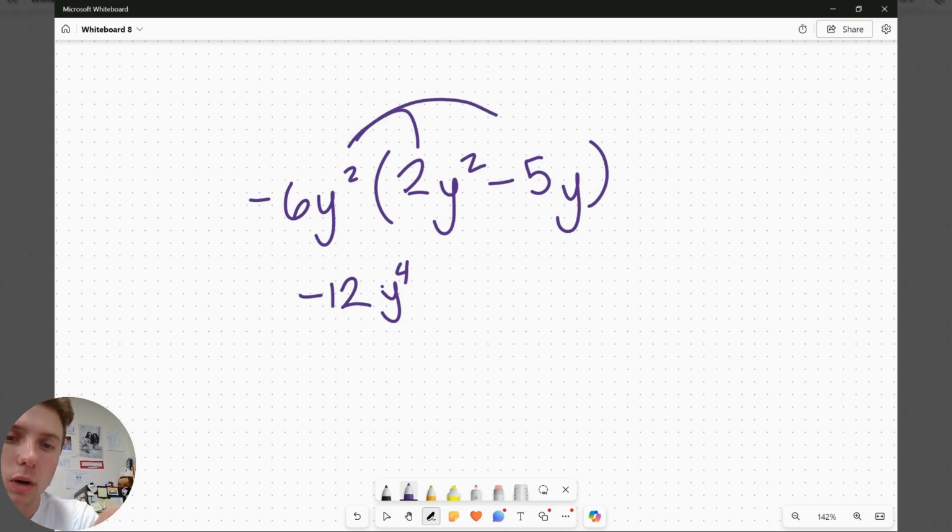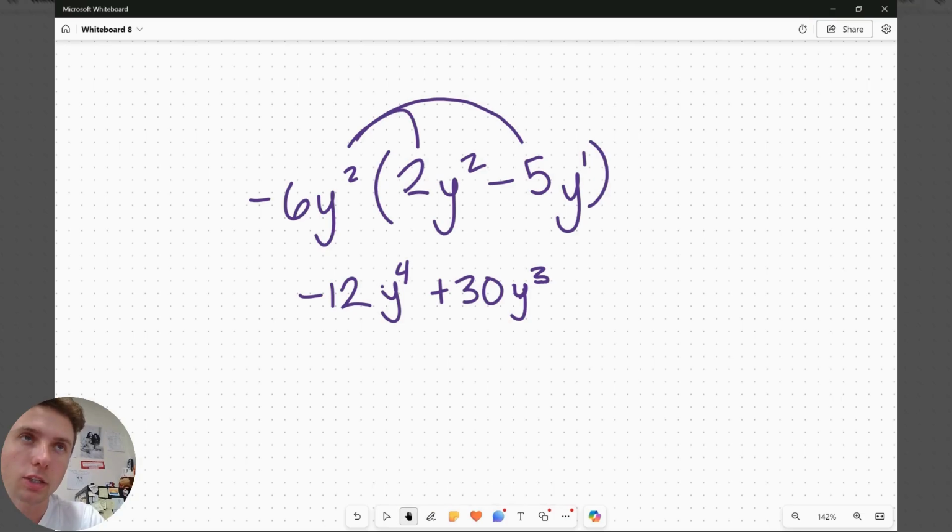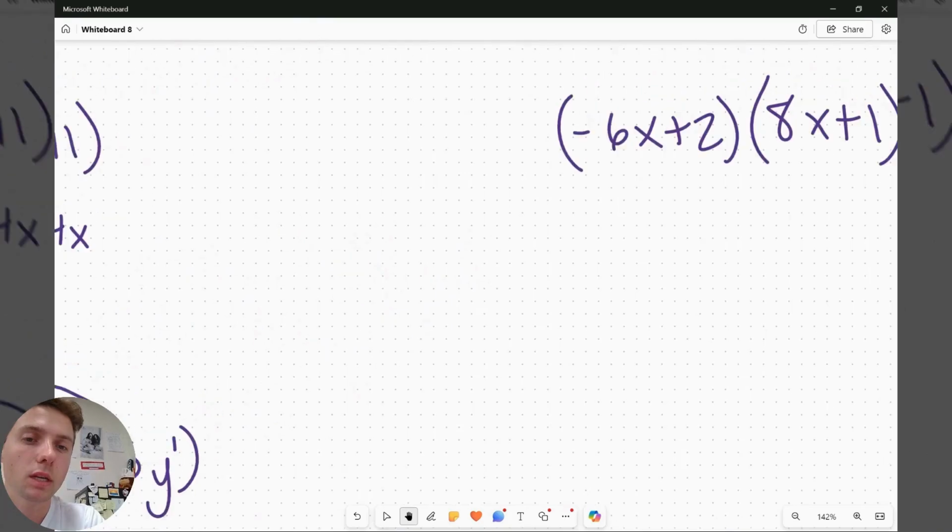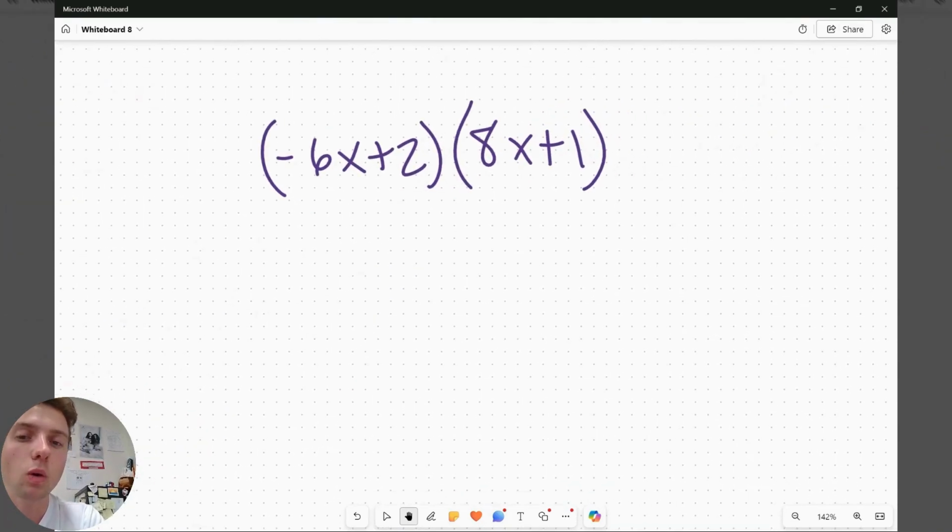Go ahead, distribute one more time. Take negative 6y squared times negative 5y. Negative 6 times negative 5 gives me a positive 30. Y squared times y, though, be careful again. Make sure you're adding your exponents, y to the second times y to the first. Add those together, giving me y to the 3rd. There's our answer for those first two problems. This process should be fairly quick.